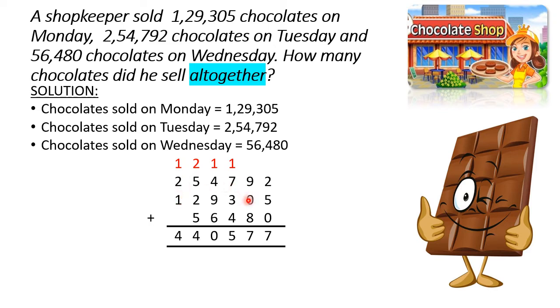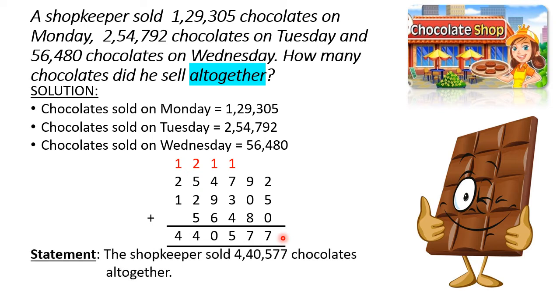Now after this we will perform addition to find our final answer, and after adding we will get 4,40,577. This is our answer. Now we will write our answer statement as the shopkeeper sold 4,40,577 chocolates altogether. So students, we have found the total number of chocolates sold in these 3 days.